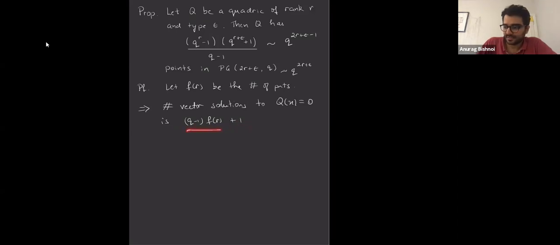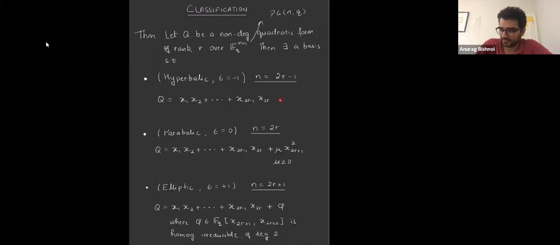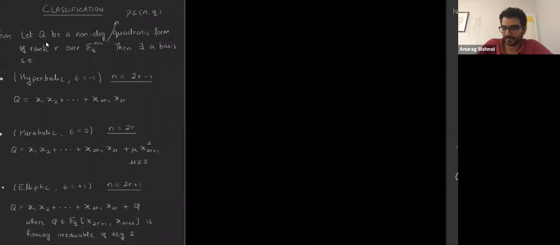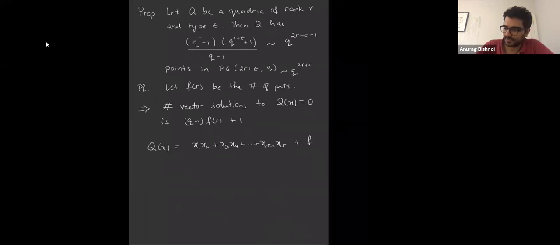And we can give a recursive formula for this, because remember Q of x is equal to x1 x2 plus x3 x4 plus dot dot dot x2r minus 1 x2r plus some f, where this f is either the 0 polynomial, a degree 1 polynomial, or a degree 2 homogeneous polynomial. That's what was there, right? Here f was 0, here it was a degree 1 thing, here it's a degree 2 thing. And from this, you can observe that this thing at the back is just the same quadric, but one rank lower. It's the same sort of quadratic form, you just remove these things.